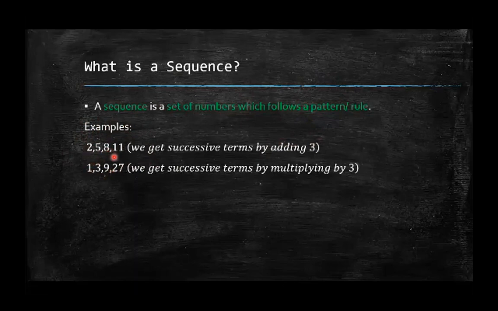This too. 1, 3, 9, 27. We get successive terms by multiplying by 3. 1 times 3 is 3, 3 times 3 is 9, 9 times 3 is 27. So these are examples of sequences.